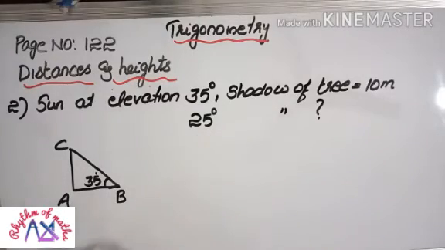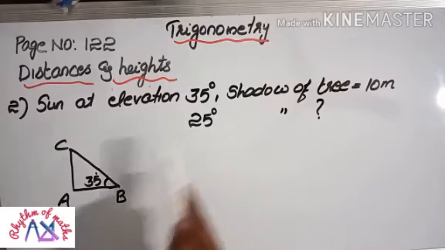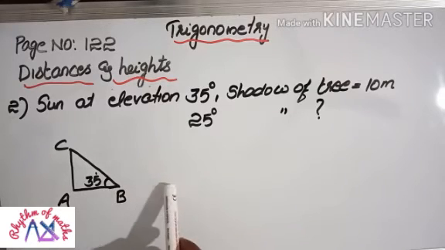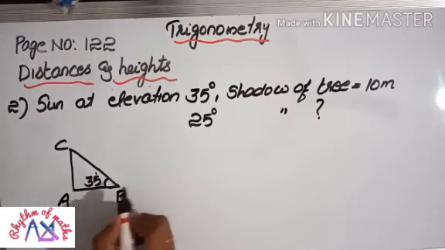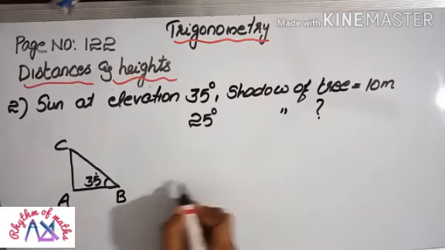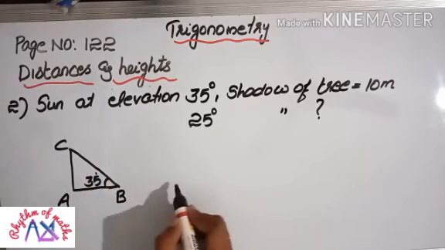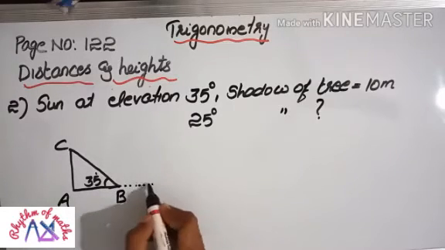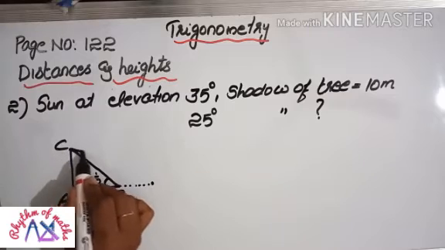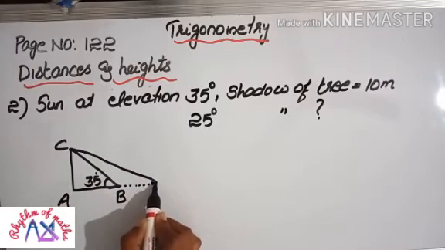Elevation 25 degree. From the same position we have to mark 25 degree elevation. 25 degree is smaller than 35 degree, isn't it? Smaller than 35 degree. That means we have to mark it in the same straight line, because we are considering the angle from the ground. So for that let's extend like this. Now from this we can mark the next line.